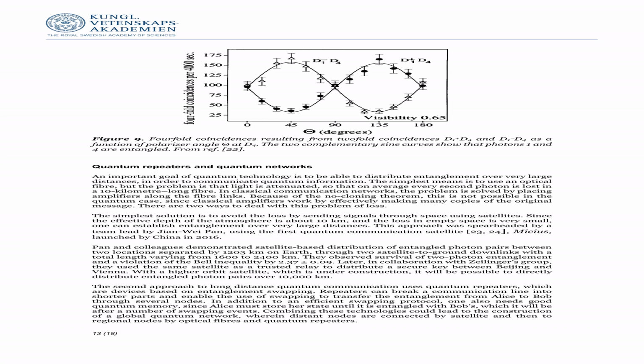They observed survival of two-photon entanglement and a violation of the Bell inequality by 2.37 plus or minus 0.09. Later, in collaboration with Zeilinger's group, they used the same satellite as a trusted relay to distribute a secure key between Beijing and Vienna. With a higher orbit satellite, which is under construction, it will be possible to directly distribute entangled photon pairs over 10,000 kilometers.